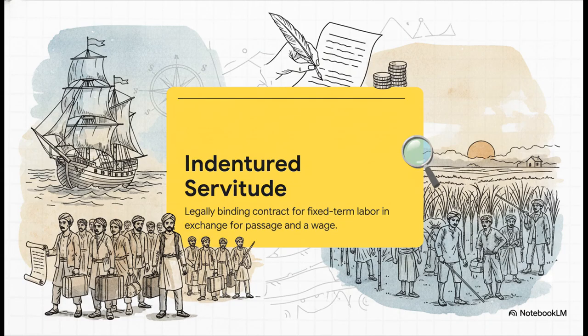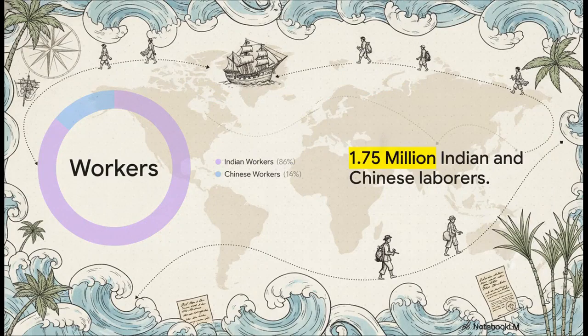This was a labor system relying heavily on workers from rural India and southern China. These workers would sign legally binding contracts, the indentures, agreeing to work for a fixed period, usually 5 years. In exchange, they were promised passage, food, housing, and a wage. The sheer numbers here are pretty mind-boggling.